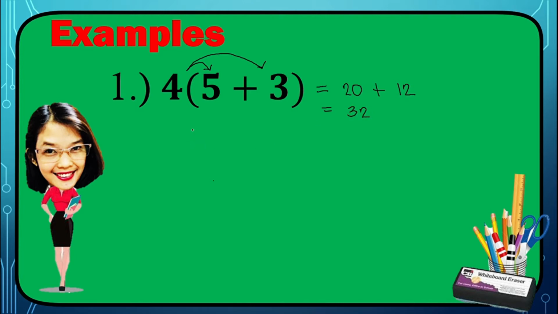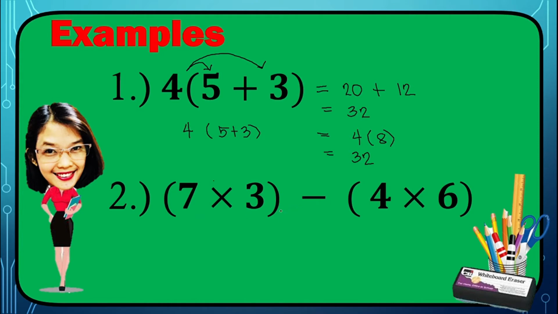However, there is another way we can solve this. So let's rewrite the given: 4 times (5 plus 3). As you observe, there is a parenthesis, which means you need to consider first the operation inside the parenthesis, which means we will add 5 and 3. 5 plus 3 is 8. So this will be replaced by 8. Now we will rewrite this as 4 times 8, and 4 times 8 is 32. Notice that the answer is just the same.